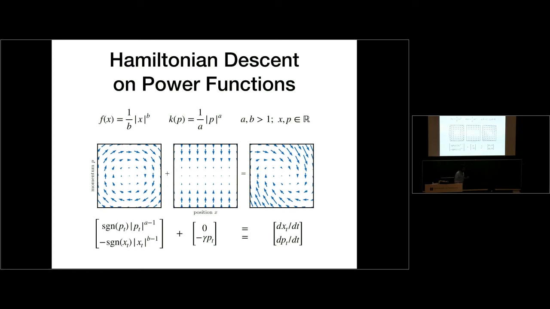Okay, so let's go back to the power functions because everything's easier to understand there. So we're going to again take f in this family where it's the absolute value of x to some power b, which is strictly bigger than 1. We're going to take k from the same family, but let it possibly have a different power, a.